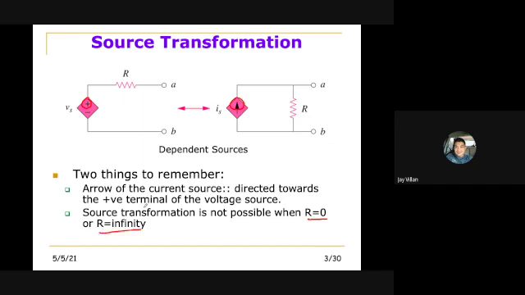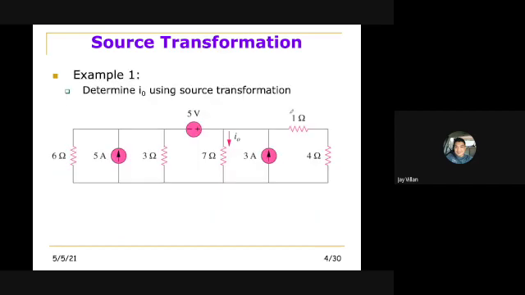Okay, so take note that R equal to 0 means there is no more resistance connected here. It's just simply a conductive device. While R equal to infinity is basically an open circuit. So on this part, or on this part, it's an open circuit, and therefore it is not possible for source transformation.